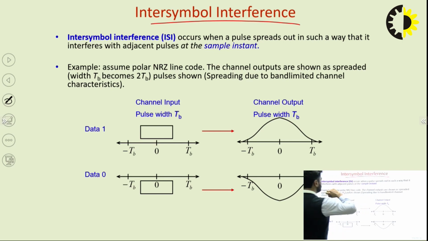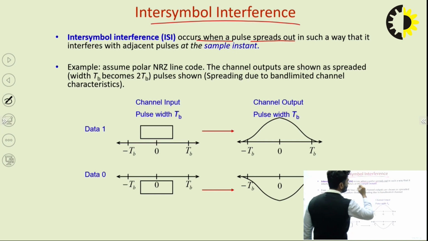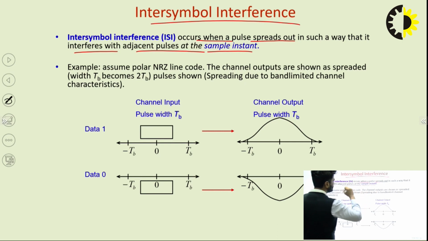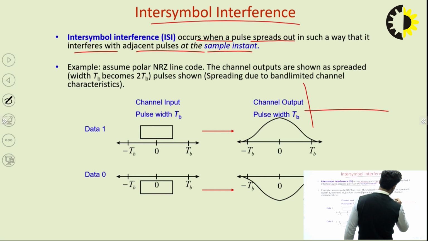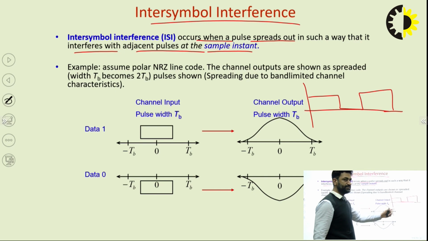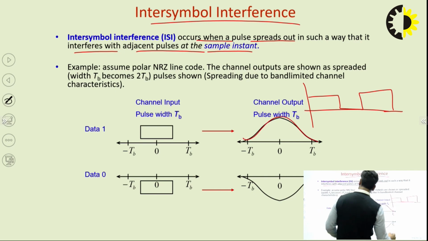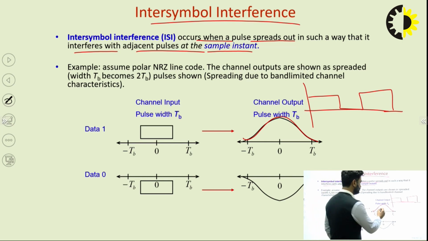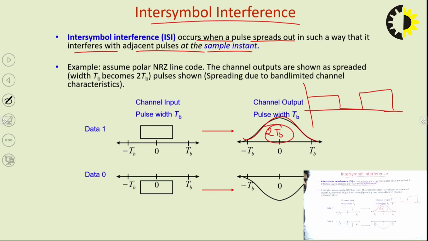Inter-symbol interference occurs when a pulse spreads out in such a way that it interferes with the adjacent pulses at the sample instant. Suppose we are sending multiple data bits, 1, 0, 1. Now our pulses will be spread out, having a duration of 0 to TB, and then taking the duration from minus TB to TB, that is 2TB. This is the dispersion, or spreading out, of the pulses due to the band-limiting channel, and that will cause the ISI.